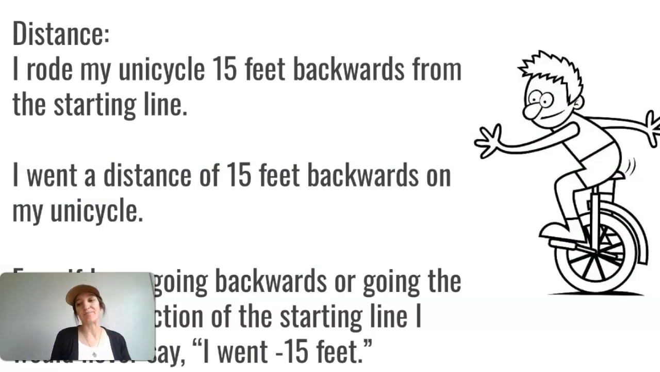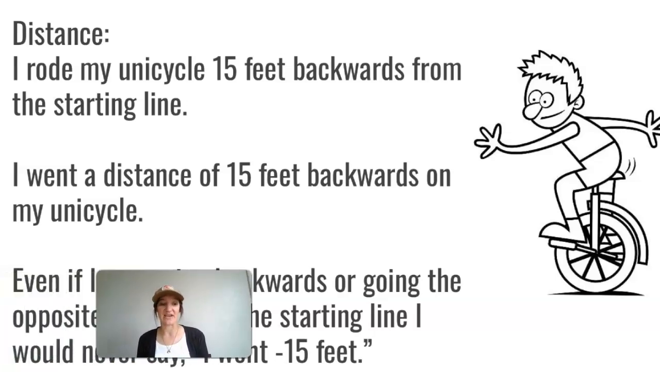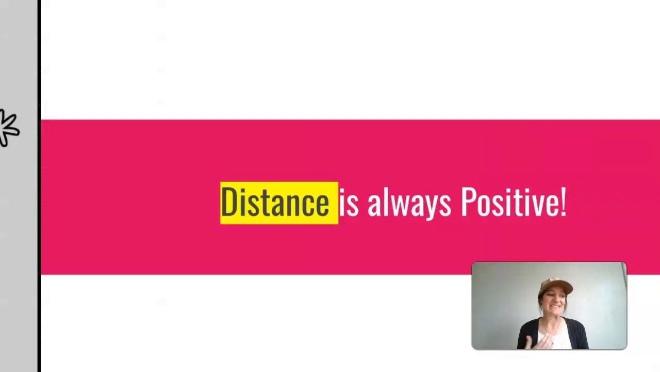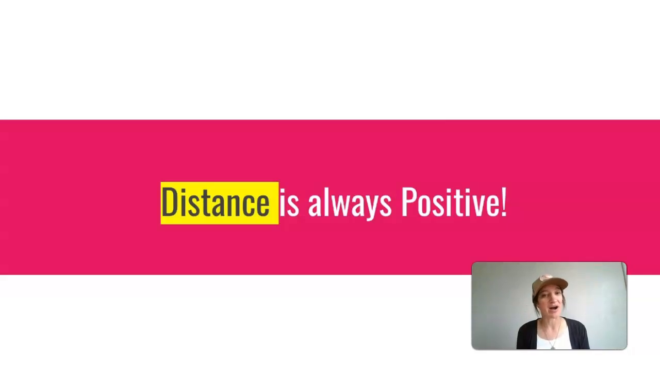Let me give you an example. If I rode my unicycle 15 feet, but I did it backwards, instead of going forward from the start line, I was at the start line and I went backwards from the start line, I would say I went a distance of 15 feet, right? Even though I was going backwards and going away from the starting line, I would never say I went -15 feet, would I? Why? Because distance is always positive.